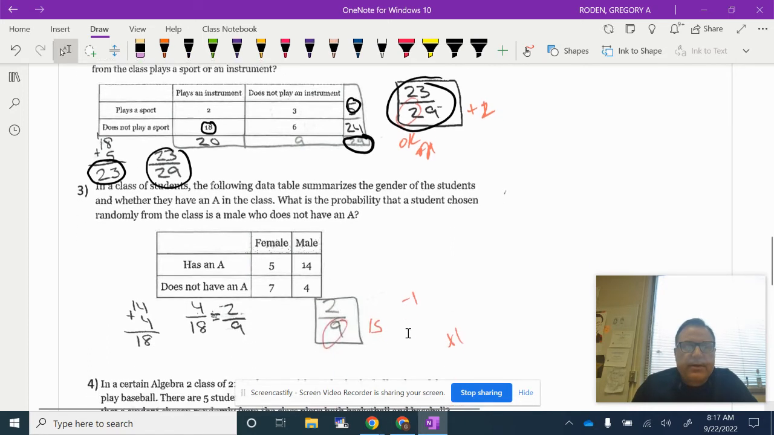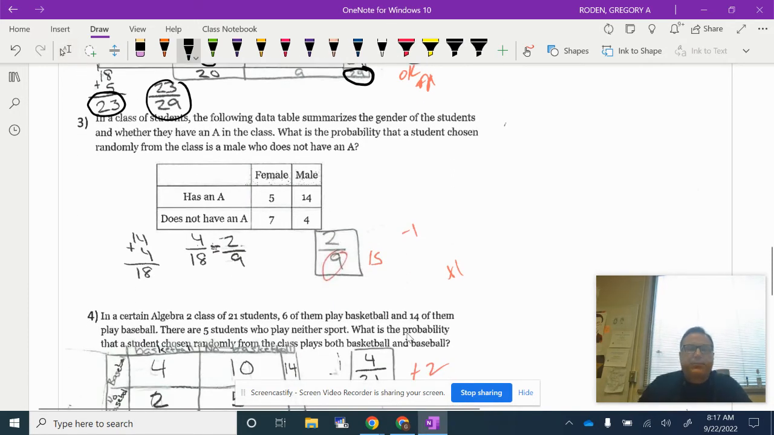All right, the next one says, so this one should have been, I can't remember what this one.